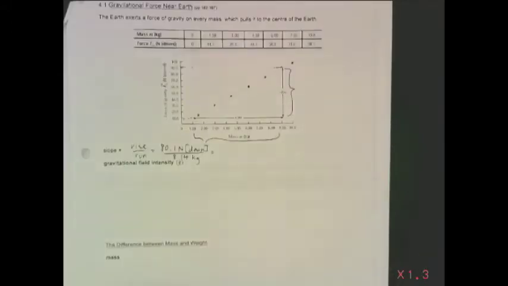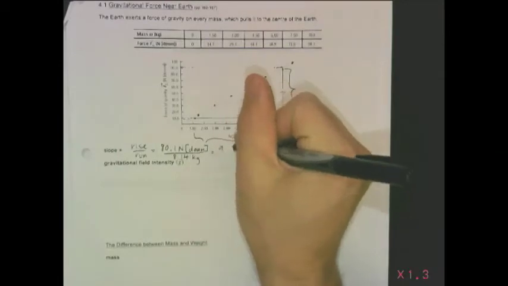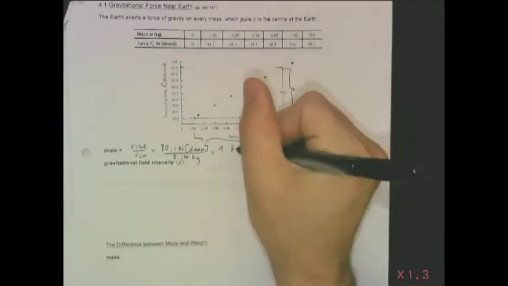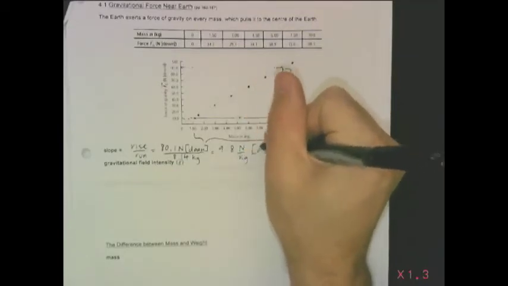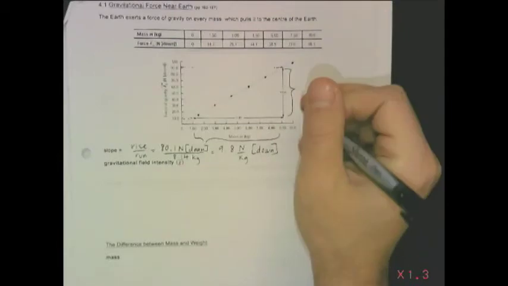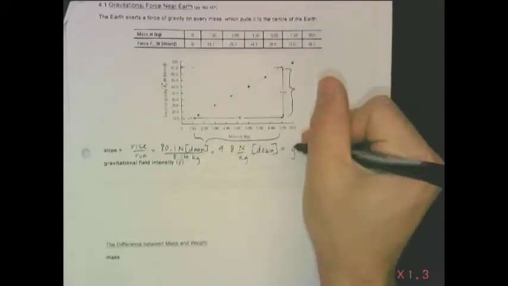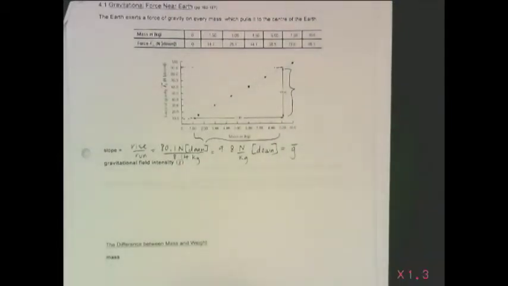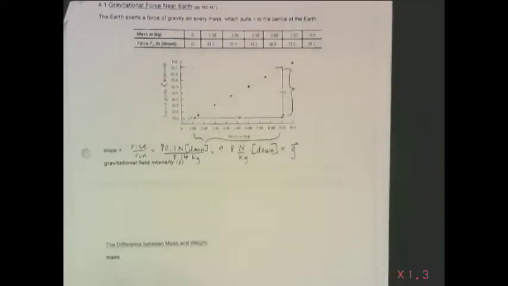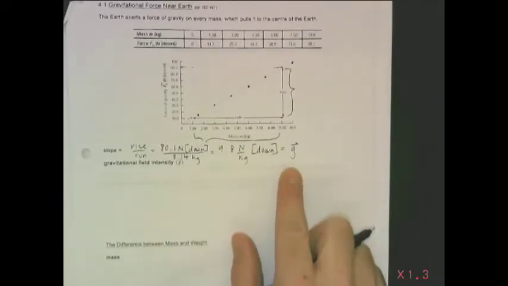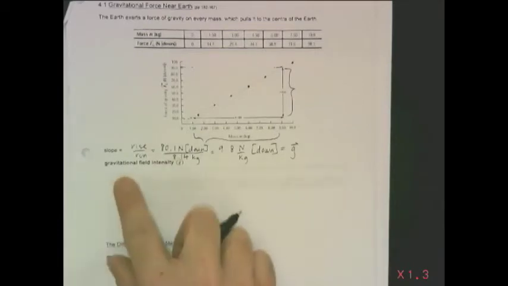So the answer is, to two significant digits, 9.8 newtons per kilogram down. This value, we give the little symbol g. Now some of you have been using the term gravity to describe this little g with the arrowhead on top. But that's a misnomer. That's not the correct name. The correct name for this term is the gravitational field intensity.